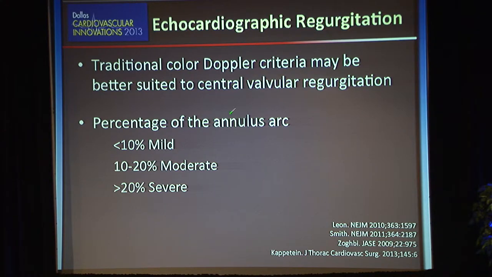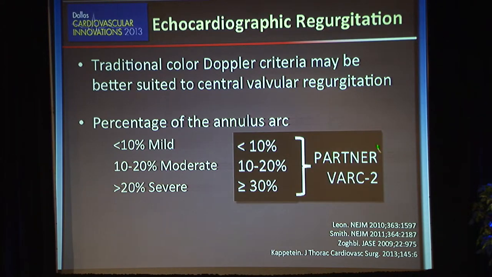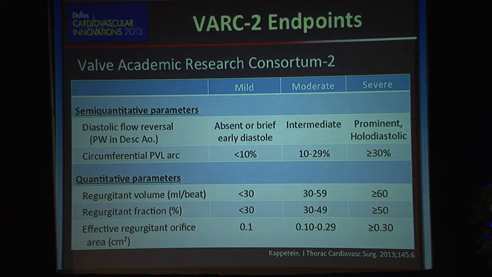Echocardiographic: the traditional color Doppler measures aren't great for paravalvular leak, but the percentage of the annulus arc is what's often been used. It's recommended as the surgical prosthetic valve measurement, up to 20% for severe. But both the PARTNERS trial and the VARC 2 recommendations use somewhat different numbers for severe, 10 to 30. The VARC 2 endpoints, as I showed, look at the arc. I'm going to show you just a couple pictures of those, and then quantitative measures of aortic regurgitation.